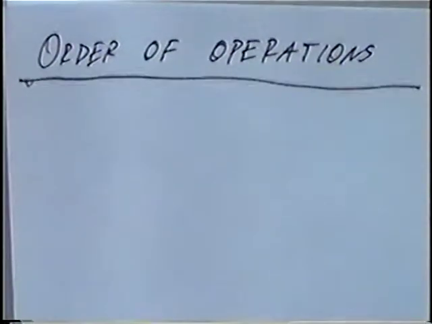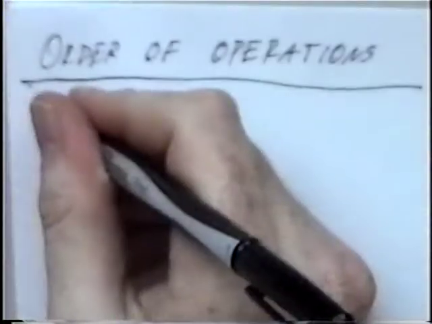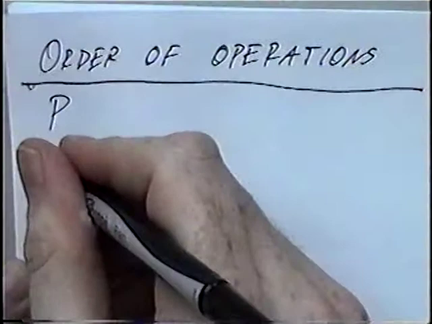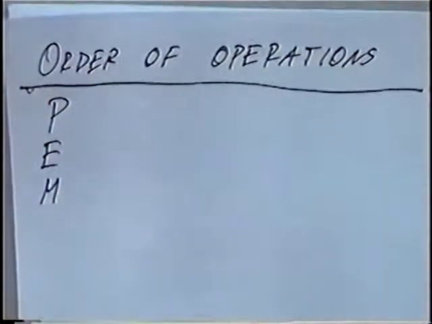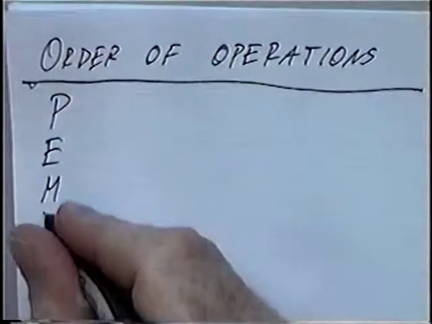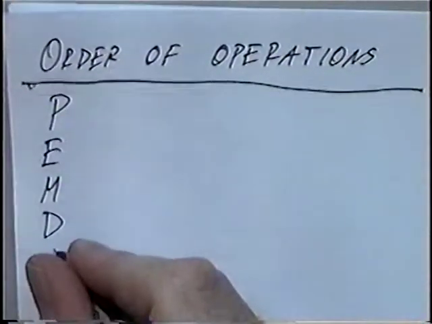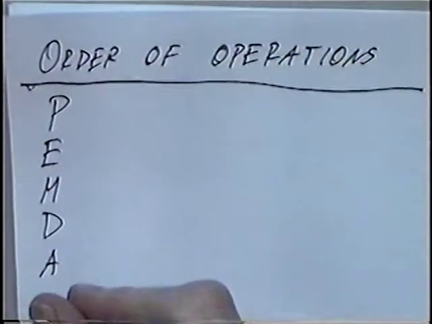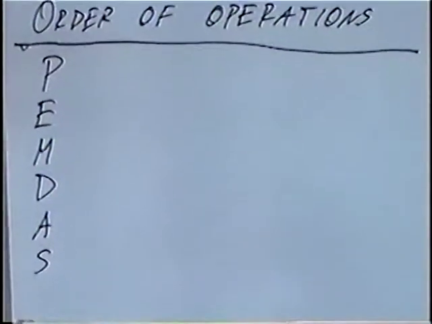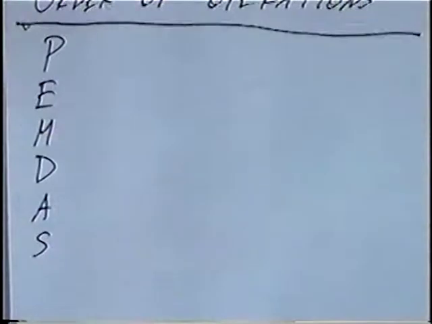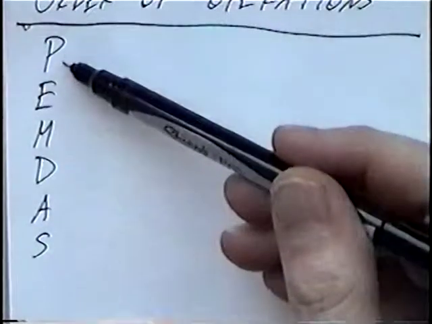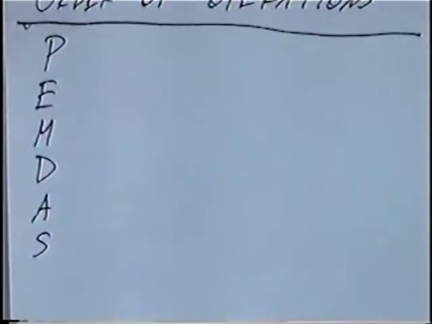To remember order of operations, we'll have an acronym. The acronym is 6 letters. First letter is P, second letter is E, third letter is M, fourth letter is D, fifth letter is A, and last letter is S. The acronym, each letter stands for a word we'll get to in just a minute. An easy way to remember this acronym is to pronounce it PEMDAS.